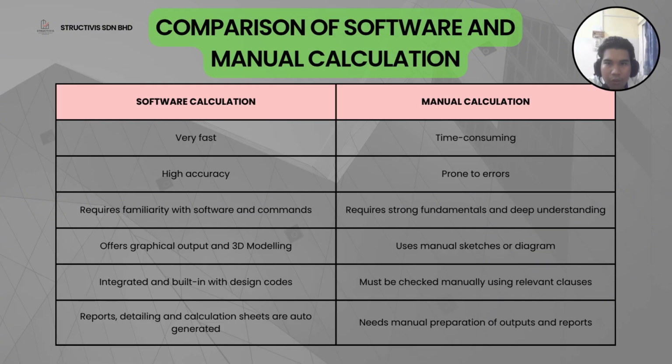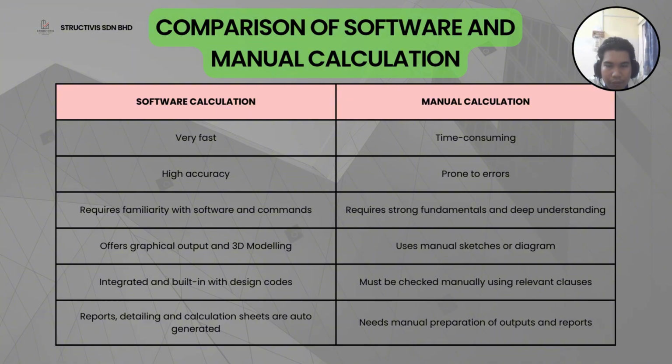Okay, next we will move on to comparison of software and manual calculation. So for software, calculation is very fast. It can analyze complex models in seconds. And for manual calculation, it is time consuming, especially for large modular designs. Moving on to accuracy, software calculation has very high accuracy if inputs and settings are correct, while manual calculation is prone to errors, especially in iterative process.